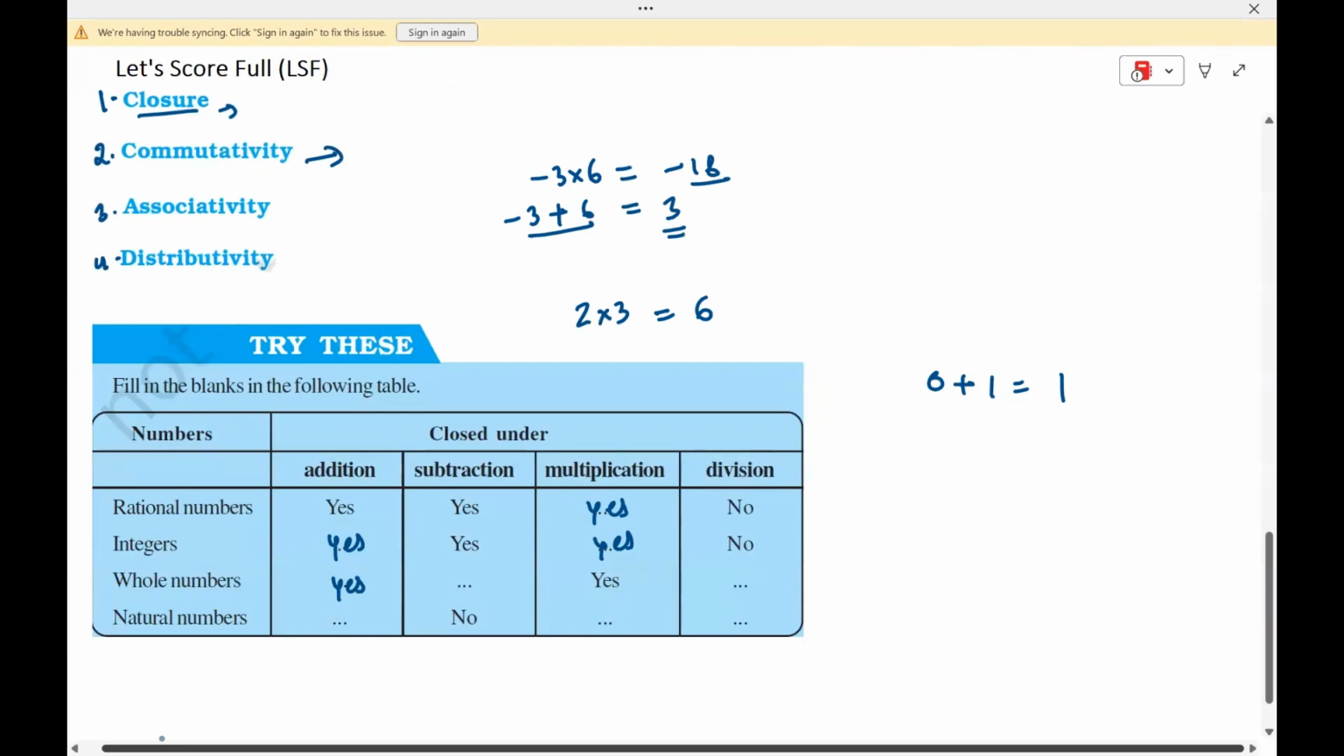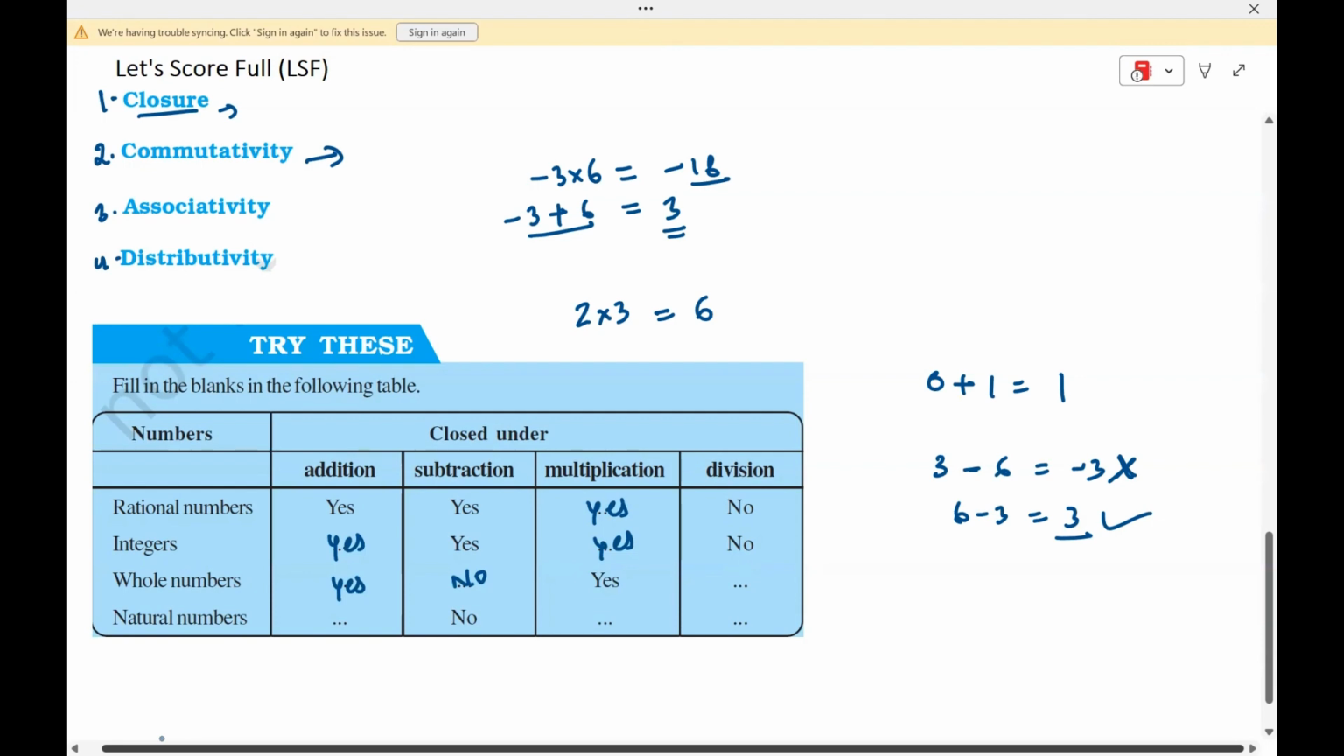Coming to subtraction. Take any of the numbers. Suppose I'm taking 3 and 6. Subtract them. It is -3. 6 minus 3 is 3. This is not a whole number. This is a whole number. So I cannot say in generalized terms that the subtraction of 2 whole numbers is always a whole number, right? Because in this case, it is false. So even if one case comes false, we will say it is not closed under subtraction. Whole numbers are not closed under subtraction.